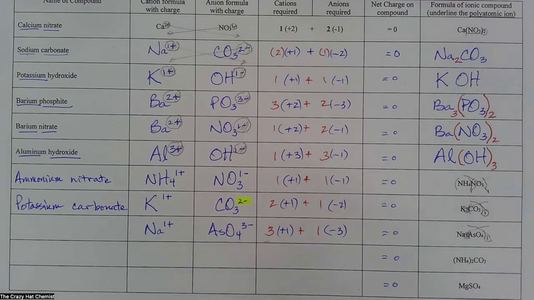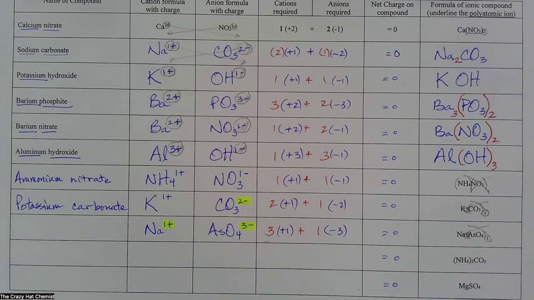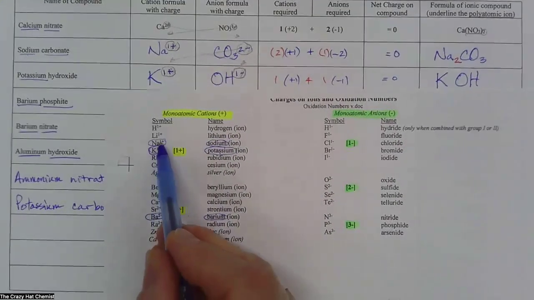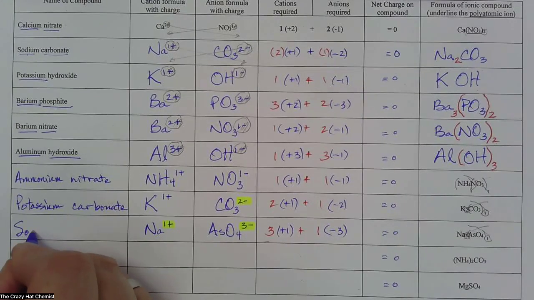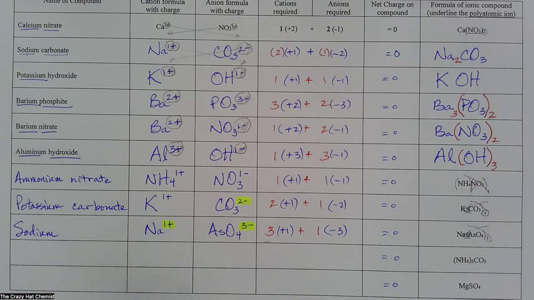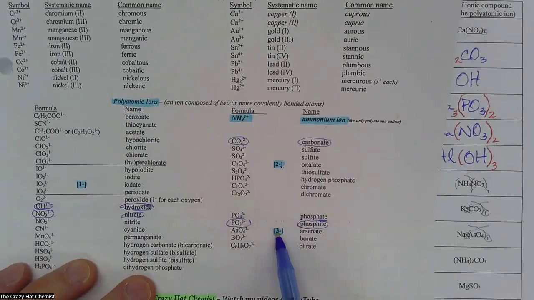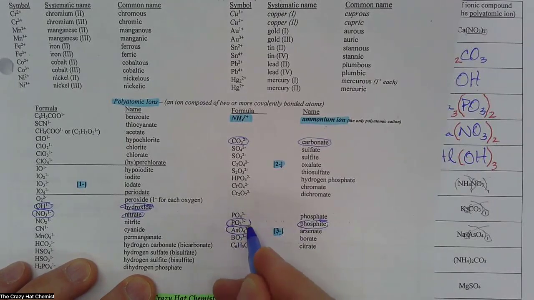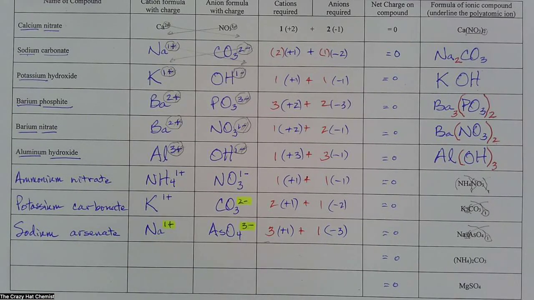I'm going to look on the 1 plus category and the 3 minus category to find the Na that's a 1 plus. What is the Na that's a 1 plus? Well, that's sodium. Sodium. And then AsO4 in the 3 minus category. In the 3 minus category, AsO4, 3 minus, that is arsenate. It's that simple, folks.